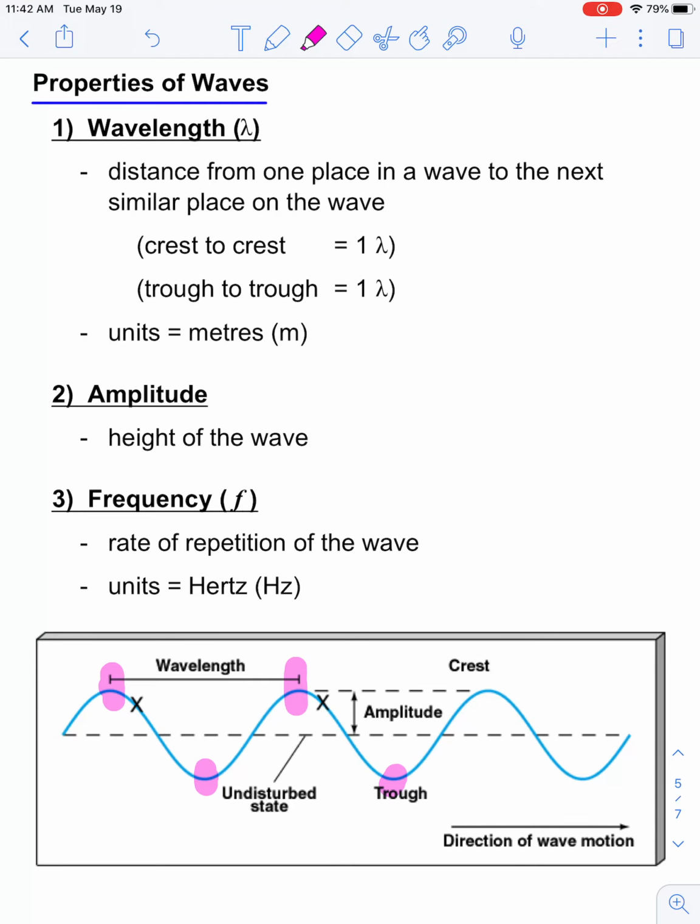Crest to crest is considered one wavelength. Trough to trough is equal to one wavelength. And again, those are just the easier points to measure from, more obvious. And the units that we measure wavelength in is meters.